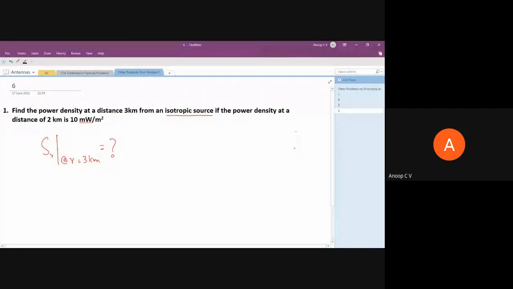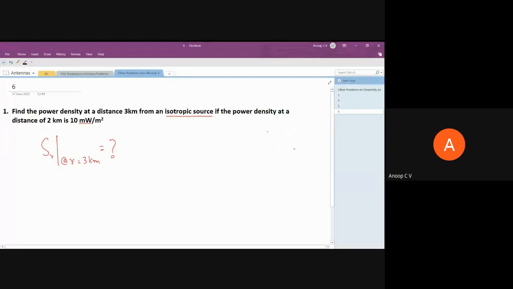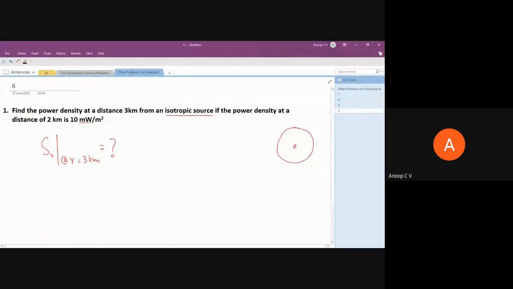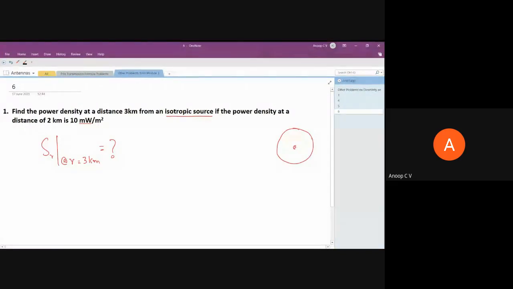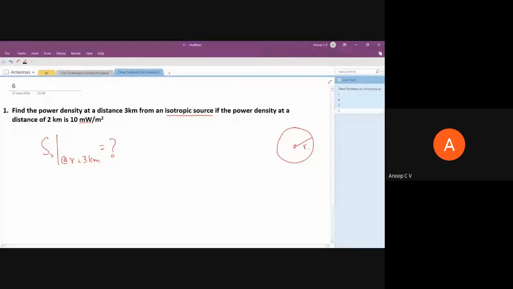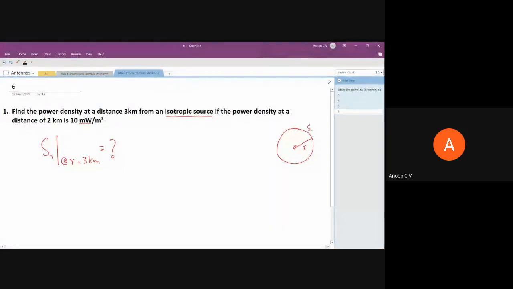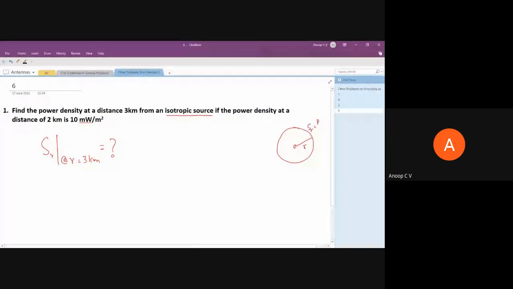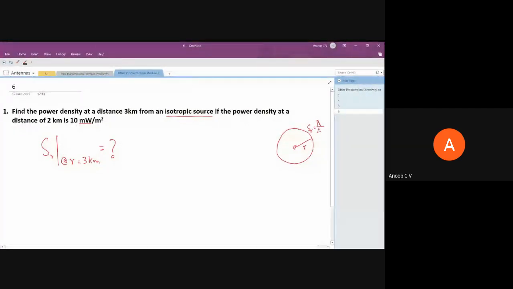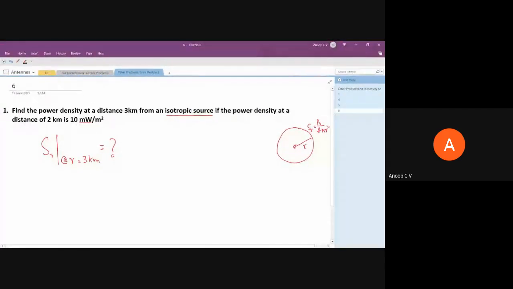the radiation pattern is spherical, which means it will spread the given power equally well in all directions. At any given distance r, if SR is the power density, then SR will be the total power transmitted divided by 4 pi r square. So the transmitted power is spread across the sphere. It is an isotropic source, it is given.